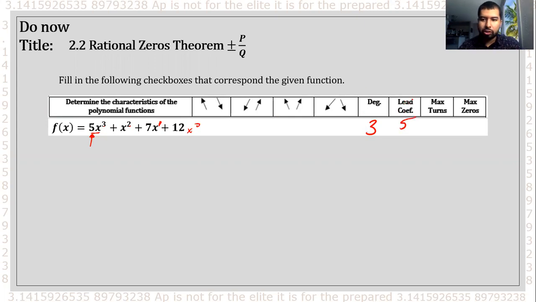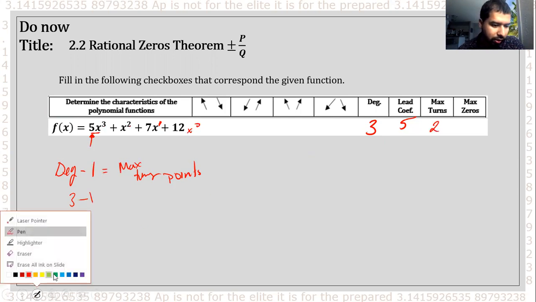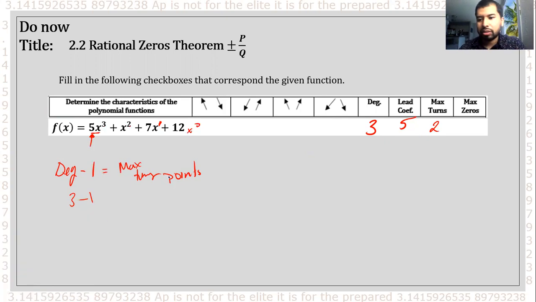Max amount of turning points. Here's where my students tend to forget that your max turning points is determined by the degree minus 1. So, horrible handwriting, but we get our degree, which is 3, minus 1. Quick maths tell me that is 2. Okay, max amount of zeros: the max amount of zeros is the same number as the degree.